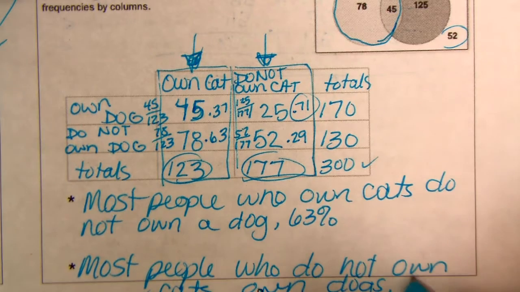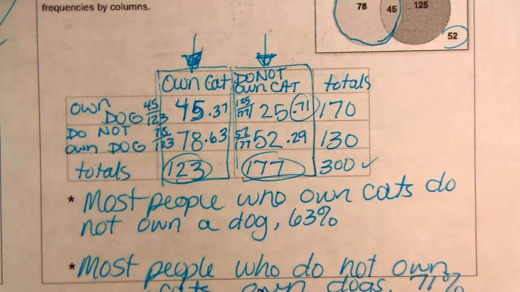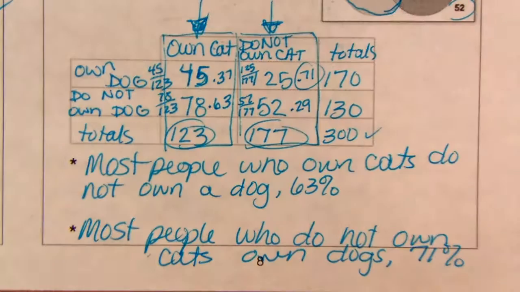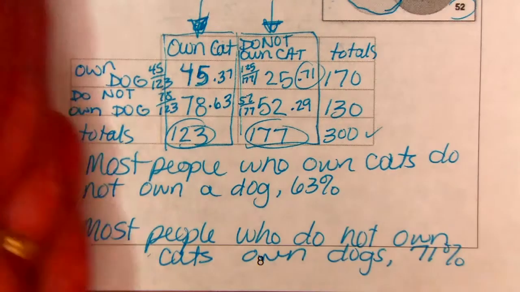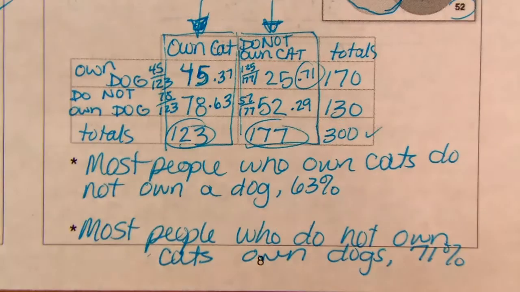So notice, most people who own cats, most people who do not own cats. See how my reference to the column is first? Most people who own cats do not own a dog. Most people who do not own cats own dogs. That isn't always going to be the case. Like one isn't going to be yes and one isn't going to be no, but in this case it was. This is a hard topic, so I'm sure we'll be discussing this more as we get going.